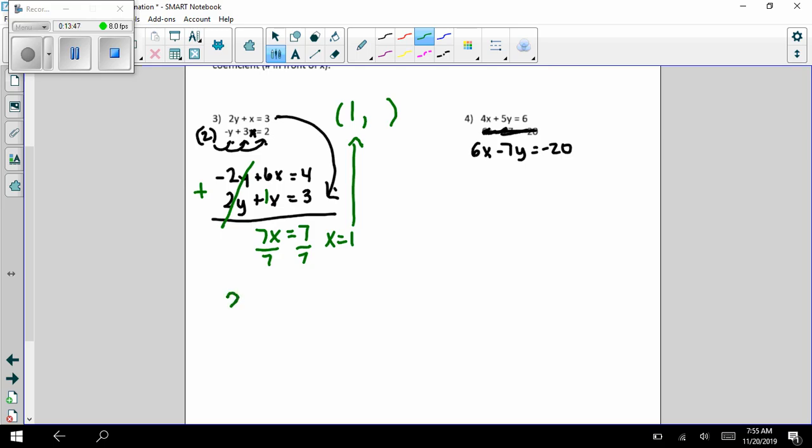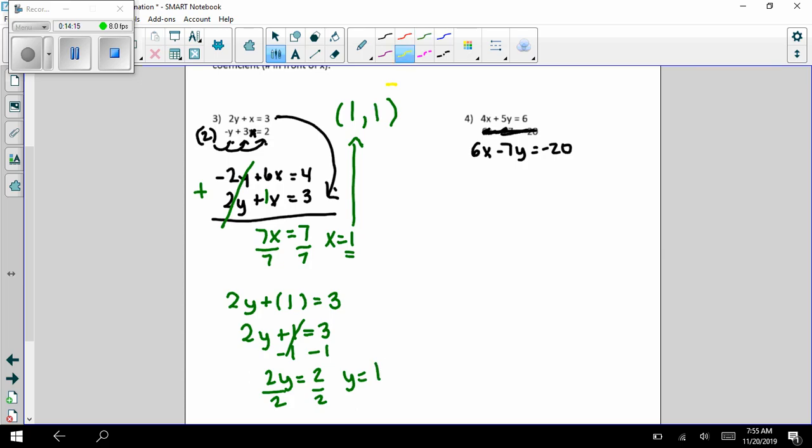I'm going to rewrite everything except for the spot for the x. I'm going to leave a space. I'm going to go back up to my answer, which for x was 1, so I'm plugging that guy in. Rewrite 2y plus 1 equals 3. It's a two-stepper. Take 1 to the other side by subtraction. I'm left with 2y equals 2. And when I divide both sides, I get y equals 1. So our solution for this set of equations is 1 and 1.